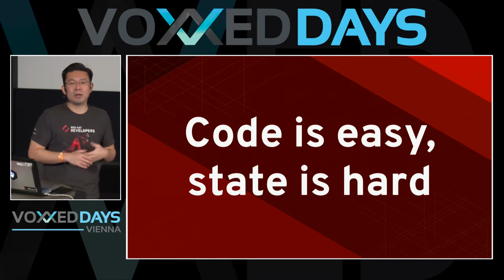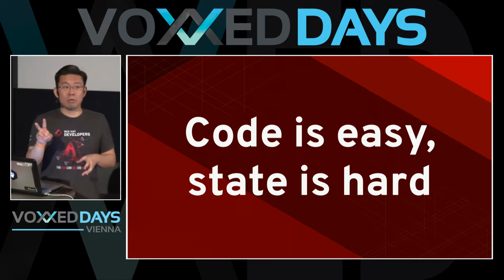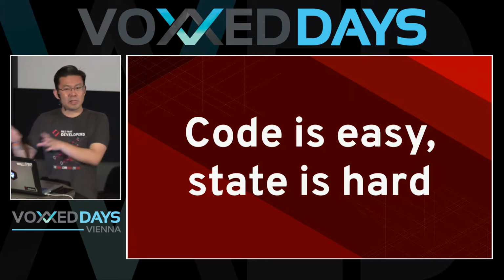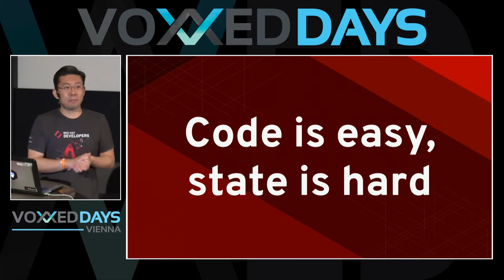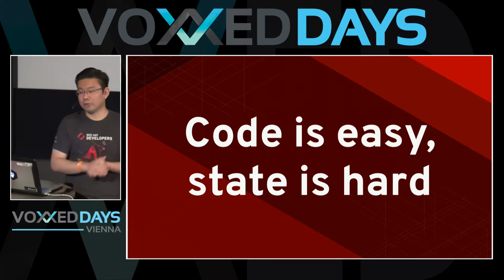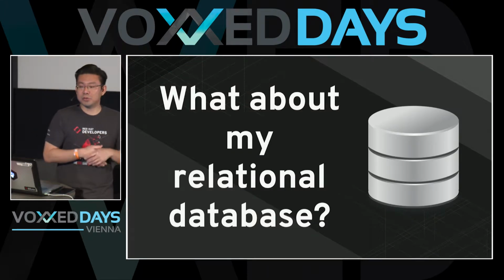And when I'm talking about state, when you deploy software into production, we have 2 different kinds of state. We have ephemeral state, which is usually stored in the HTTP session of your server environment. We also have persistent state, which is usually stored in a relational database for enterprise software. And so the question that I'd like to answer today is, what about my relational database?